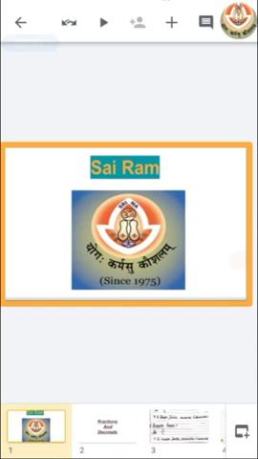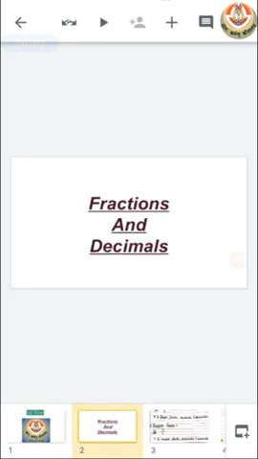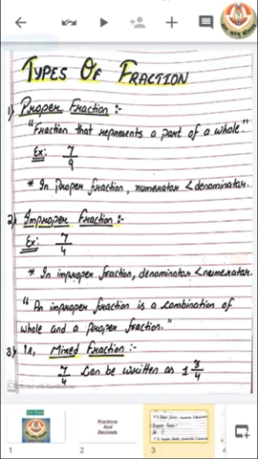Sairam class. Today we are going to start our new chapter, fraction and decimal. As we all know what a fraction is, what the types of fractions are, and how we can add and subtract fractions. But revision is always necessary and helpful. So let's revise and recall the different types of fractions.